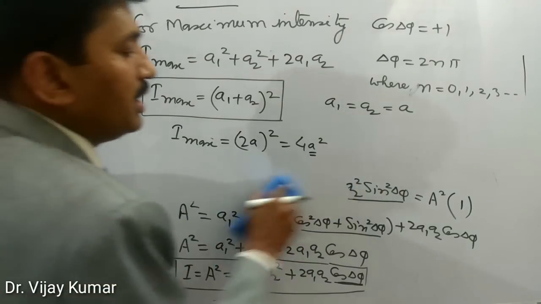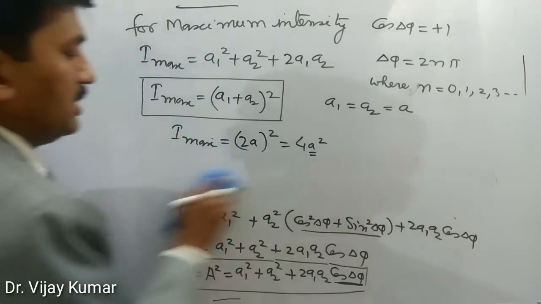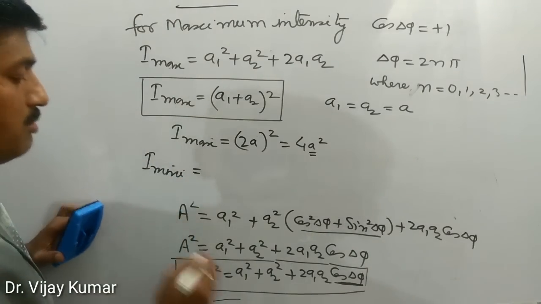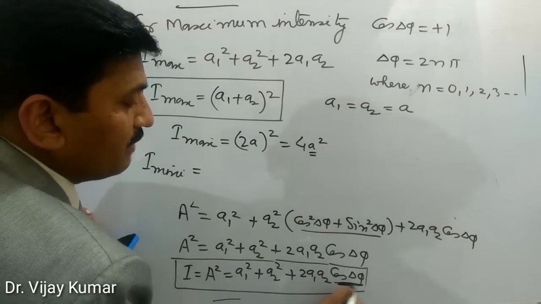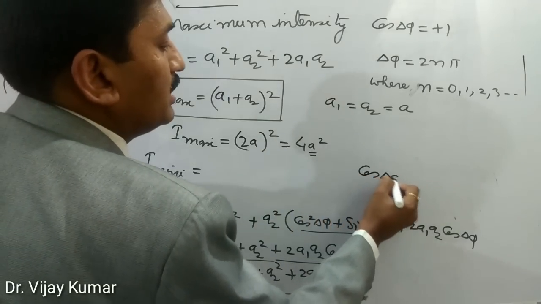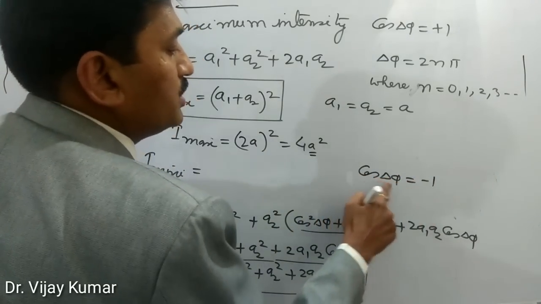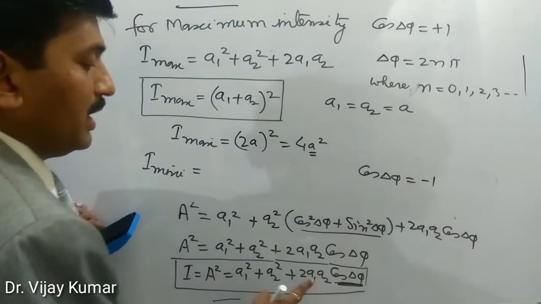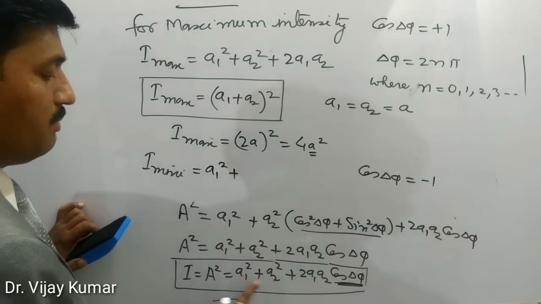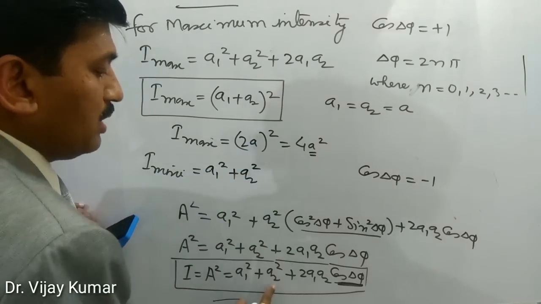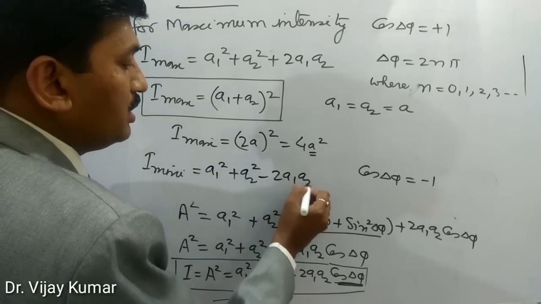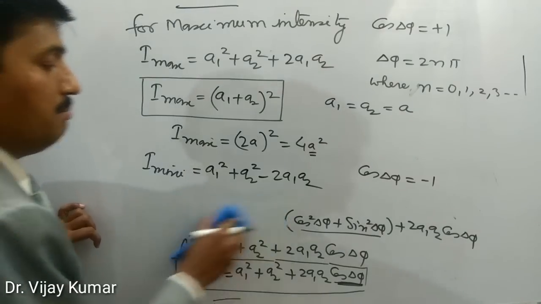Similarly, we can determine the minimum intensity, I minimum. For minimum intensity, the term cos Δφ should be minimum, and the minimum value of cos Δφ is -1. So it becomes a1 square plus a2 square, and since cos Δφ is -1, minus twice a1 a2. This is the minimum intensity.